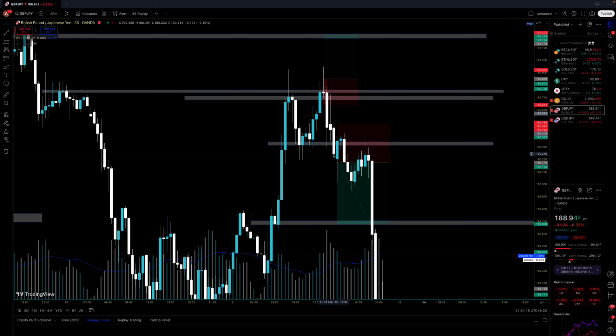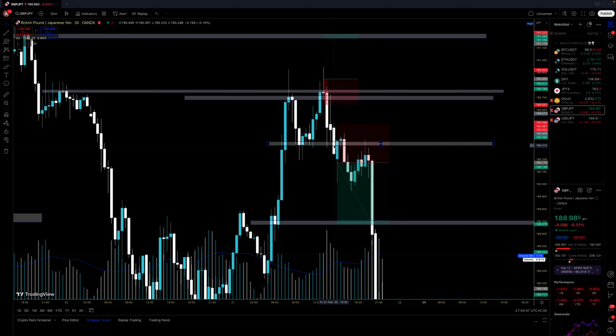Till 2:30, till 3 o'clock, 3 p.m. We waited all the way, and we actually got a candle closing below the support zone. And what happened next was, there was volume, we are in the London session.